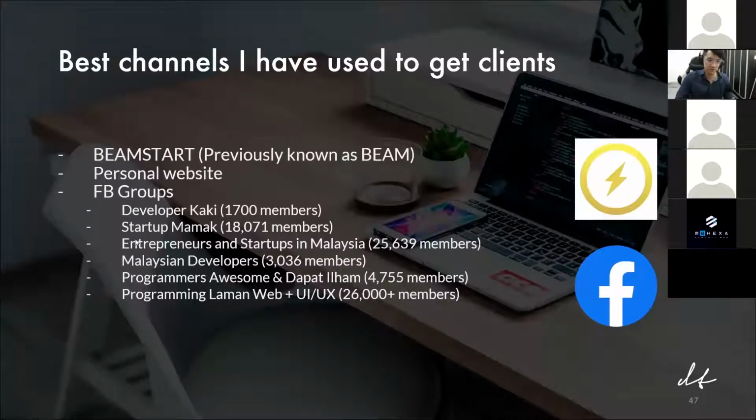So these are the groups I've shortlisted personally myself: Hackathon Kaki, Startup Mama, Entrepreneurship, Entrepreneur and Startup in Malaysia, Malaysian Developers, Programmers, Awesome and Dapat Ilham, Programming, Laman Web, plus UI UX. So all these are pretty large groups, one of the biggest groups in the Facebook community.